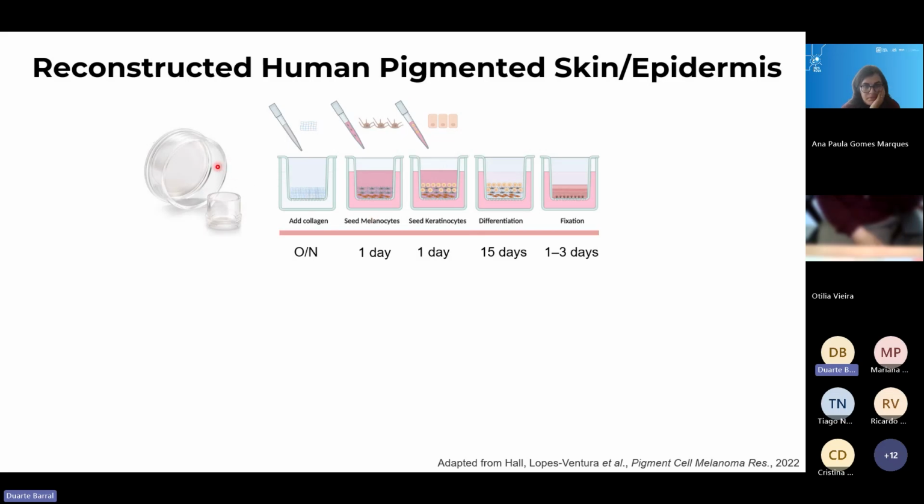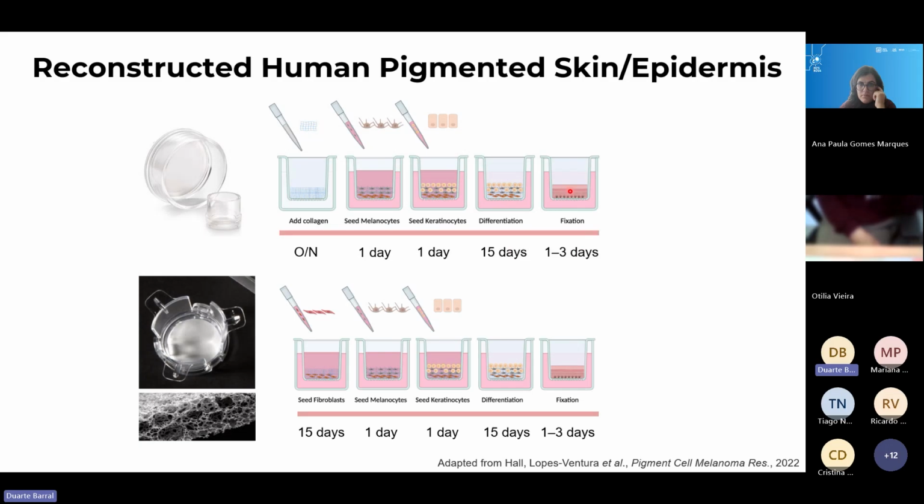We use transwells or inserts with a polycarbonate membrane. We coat with collagen, and then we seed primary human melanocytes. After that, primary human keratinocytes. We expose to the air-liquid interface, with a special media with several factors that allow differentiation into an epidermis structure, that after 2 to 3 weeks we have formed.